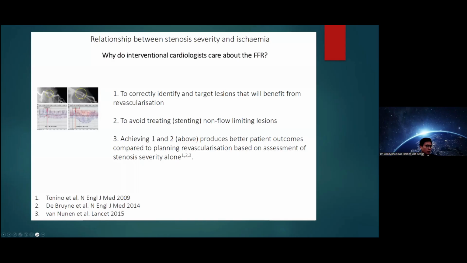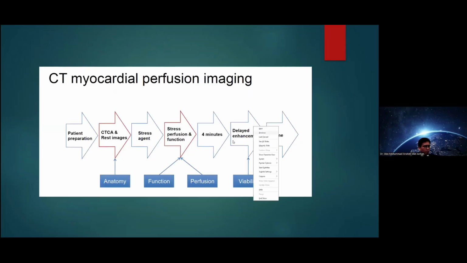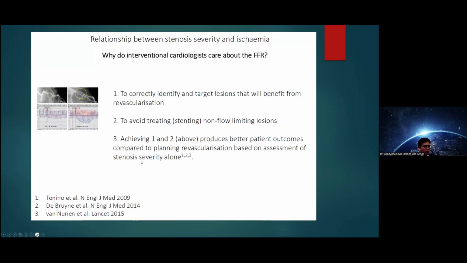Why do interventional cardiologists care about the FFR? It's to correctly identify and target lesions that will benefit from revascularization, and also to avoid stenting of non-flow limiting lesions. Achieving 1 and 2 produces better patient outcomes compared to planning revascularization based on assessment of stenosis severity alone.